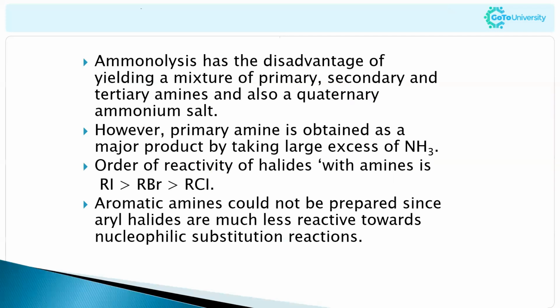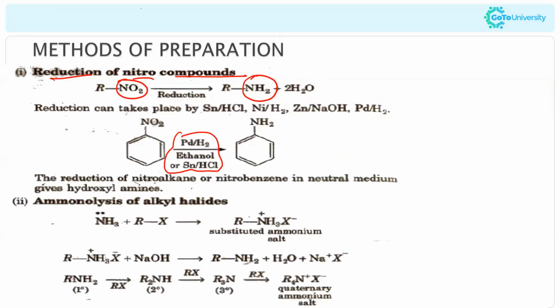Okay, see here, the second one is ammonolysis. First one is the reduction, second one is the ammonolysis. In ammonolysis, ammonia is reacting with alkyl halide and producing the substituted ammonium salt, right? Now this substituted ammonium salt on reaction with sodium hydroxide is converted into primary amine. So these are two different methods: reduction of nitro compounds and ammonolysis of alkyl halides.